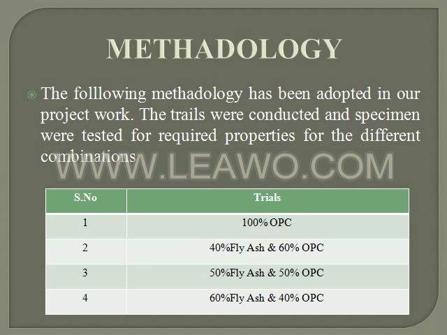The following methodology has been adopted in our project work. The trials were conducted and specimens were tested for required properties for the different combinations. The first combination was fully ordinary Portland cement, that is 100% OPC, and then 40% fly ash and 60% OPC, then 50% fly ash and 50% OPC, finally 60% fly ash and 40% OPC.